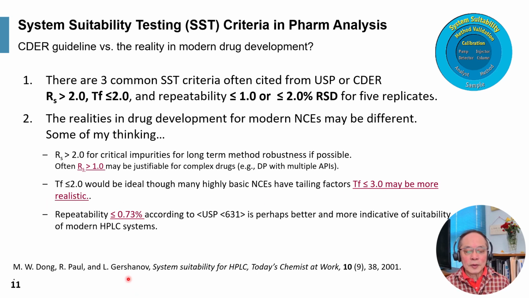And finally, a repeatability of 2 is actually not very realistic, because most HPLC equipment is very much capable of a precision less than 0.2% on a routine basis. And definitely for equipment to be qualified, it should be less than 0.5%. So according to the latest USP guidance in chromatography, USP 621, the repeatability of 0.73 is actually more indicative of a better criterion for system suitability testing.